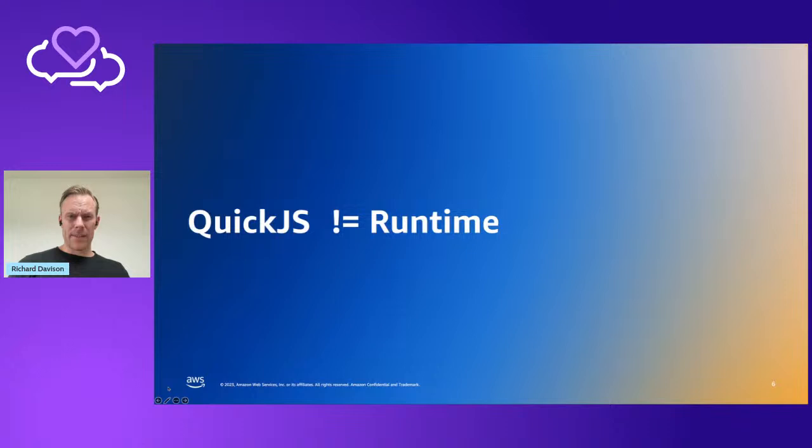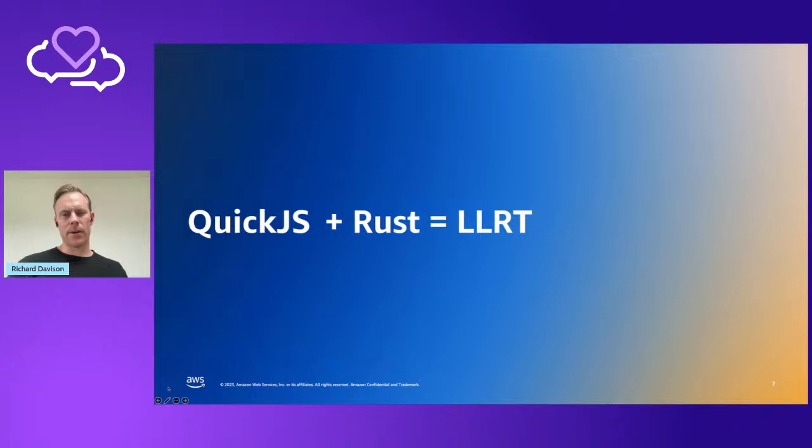So we could do it in C, but nobody really wants to build in C. It's very error prone, very risky. You will mess up, definitely. So there has to be a better way. So let's use Rust. If you think about it in its essence, and it's quite simplified, LLRT is basically QuickJS plus Rust. If you combine those two, you get the LLRT engine.